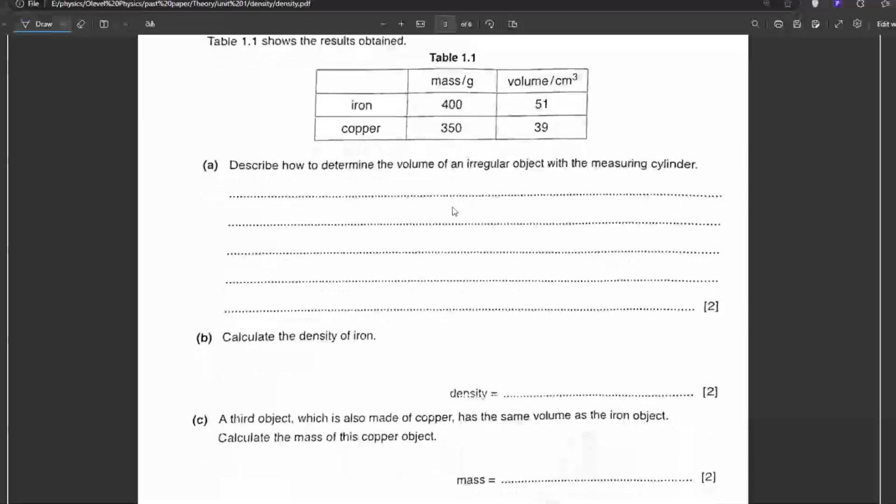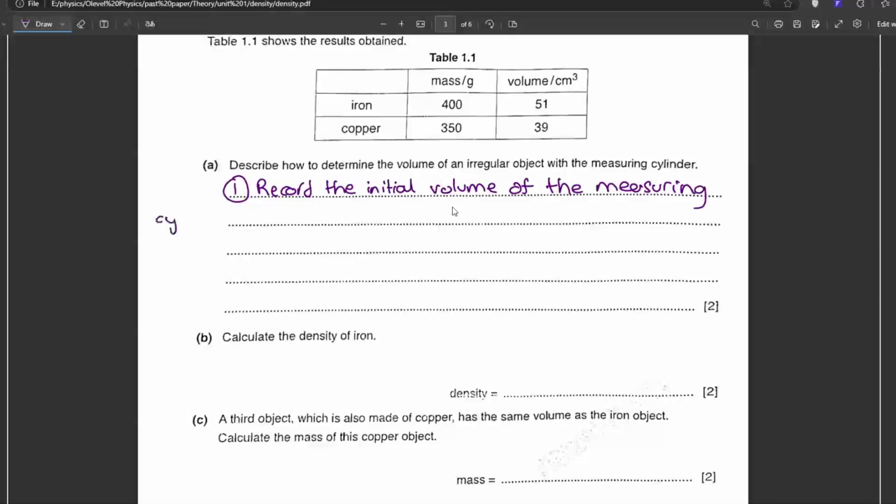How will you determine the volume of an irregular object with a measuring cylinder? Have I taught you the three-step method? First of all, record the initial volume of the measuring cylinder without the object. Let's label this as VI.